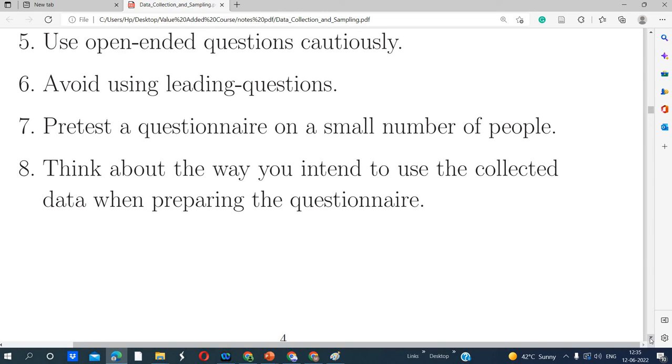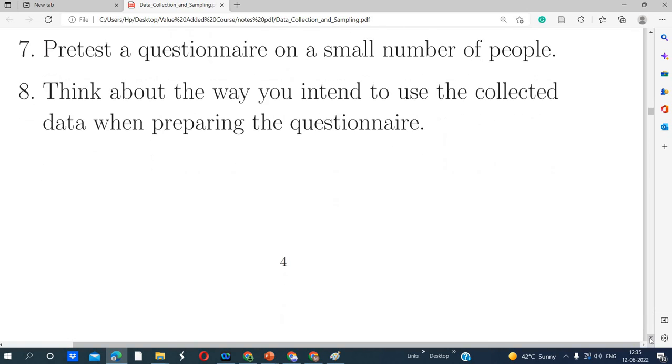Think about the way you intend to use the collected data when preparing the questionnaire. Okay.